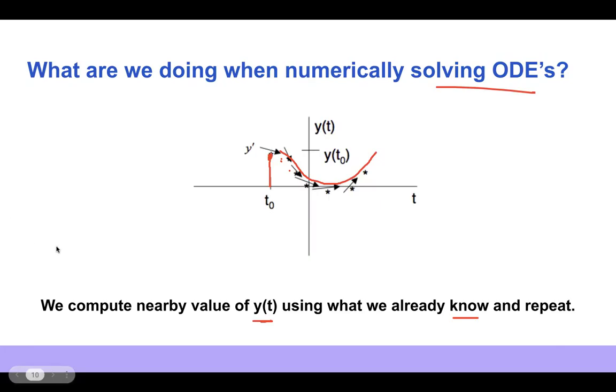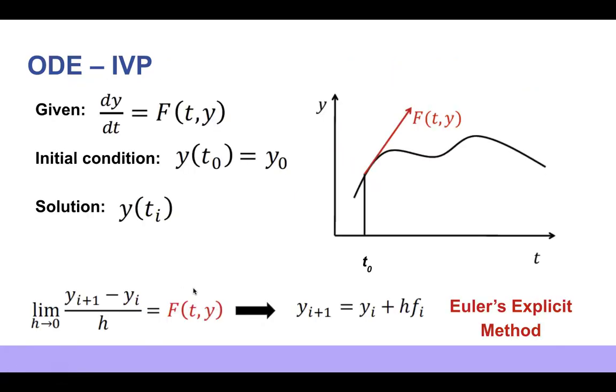Now let me clear all the drawings. This is what an ODE IVP solver does. We have an equation of the form dy by dt is equal to a function of both y and t. We have an initial condition that at t equal to 0, y is equal to y0. Now, for whatever time ti, we need to find the y.